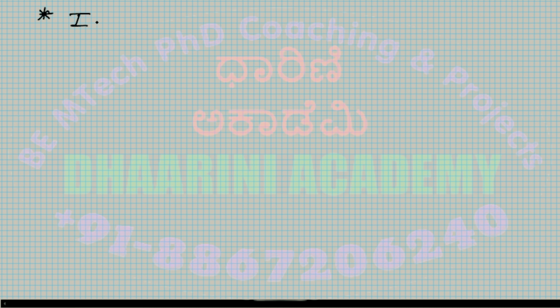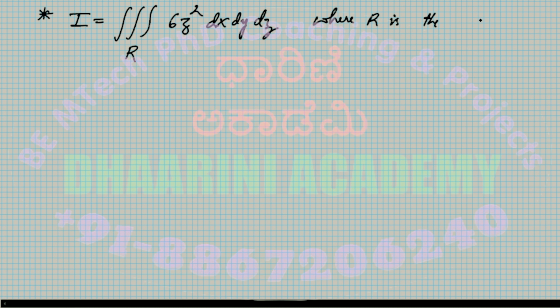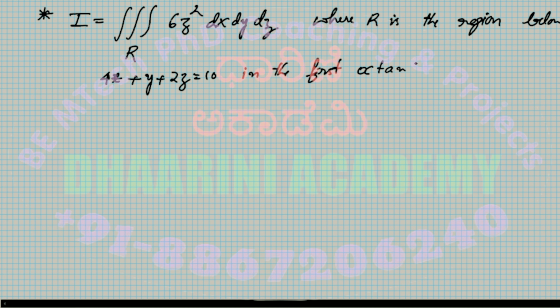So solve I is equal to the triple integral over a region R of 6z square dx dy dz, where R is the region below 4x plus y plus 2z equal to 10 in the first octant. So that's the question.